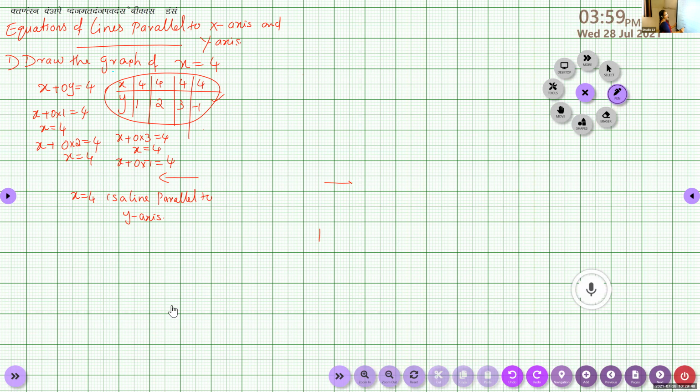0y equal to 4 minus 4, which is also 0. y equal to 0 by 0 will come, which is not possible. So we can't give values for x. We will give only for y. When y equal to 1, x equal to 4. Whatever value we give for y, the value of x is 4. Constant.